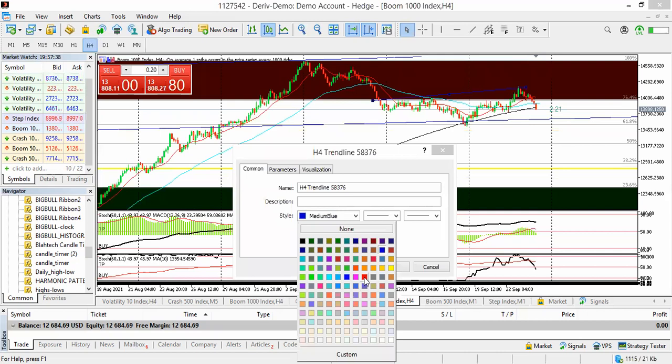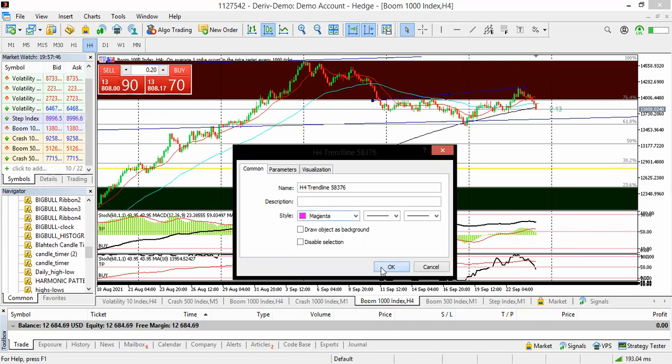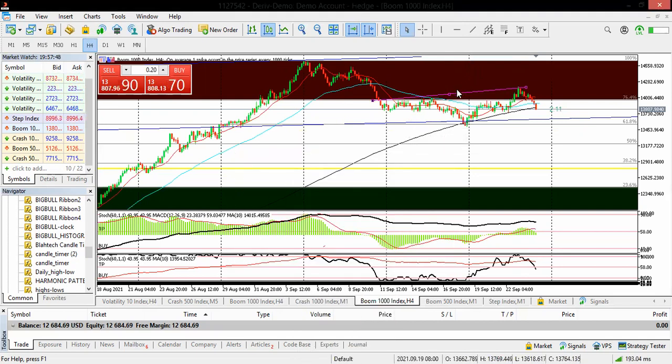I will leave 4 hours this time in red. Let me change it to purple, lilac purple. Okay, magenta. Okay, that is lilac. Okay, then I can pick like this.